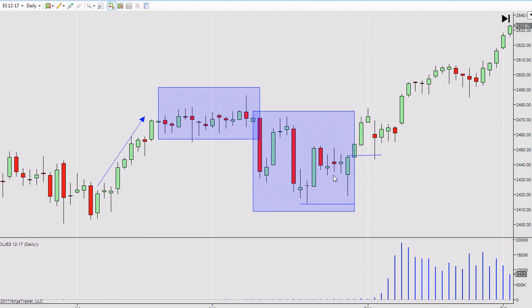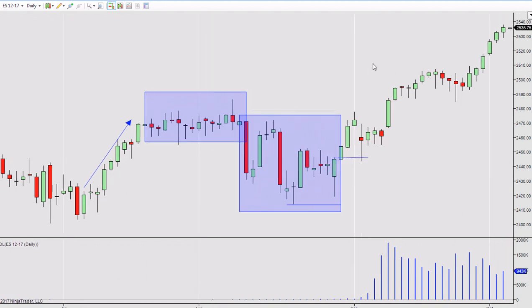Now, if we look at this up move, we have just a very steady, strong march upwards. What we have here is a sideways pullback. The bearish thesis has been rejected, and we're going up in a very steady fashion that could continue for some time.